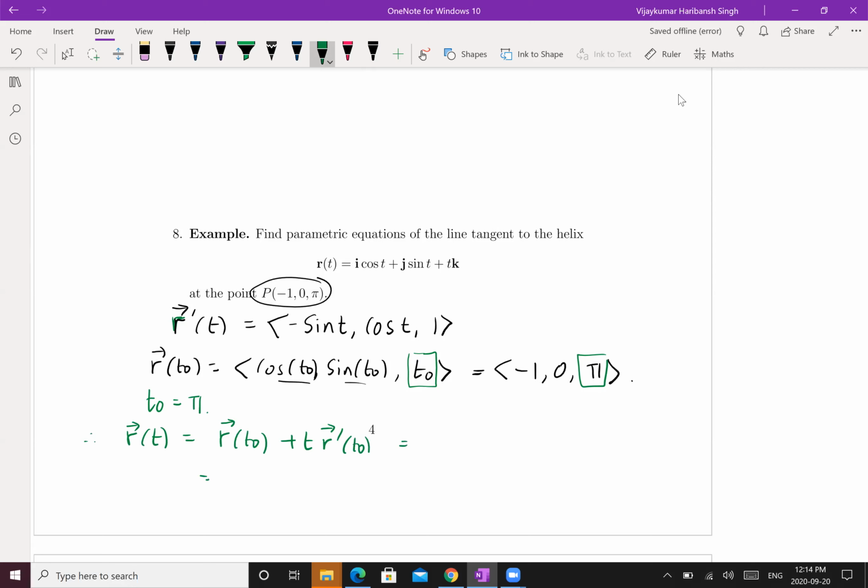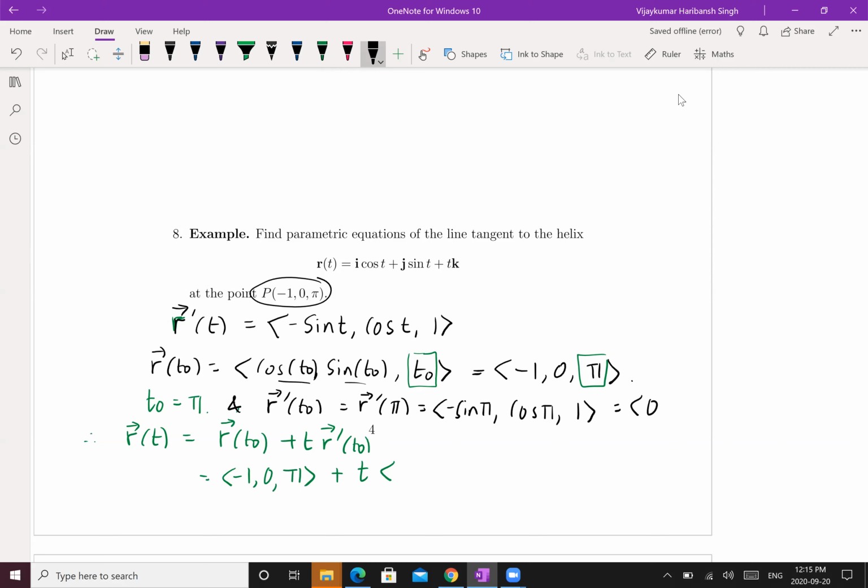So we already know what R prime of t0 is. It's going to be (-1, 0, pi) plus t times R prime of t0. To compute R prime of t0, substitute pi: R prime at pi is minus sine pi, cos pi, 1. Sine pi is 0, cos pi is -1, and 1 is 1, of course. So we get (0, -1, 1). Where t belongs to R, of course.